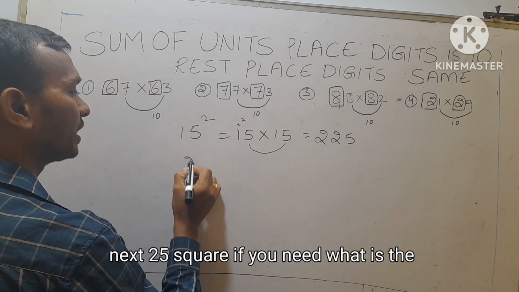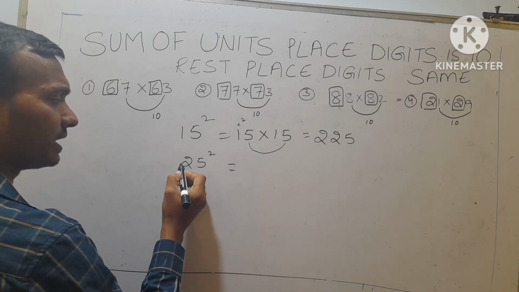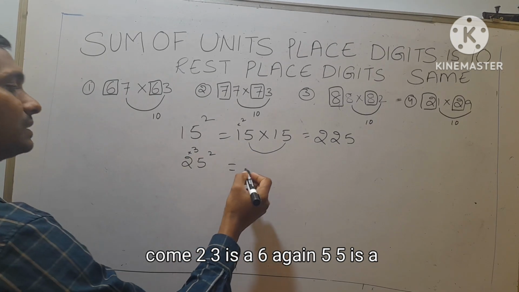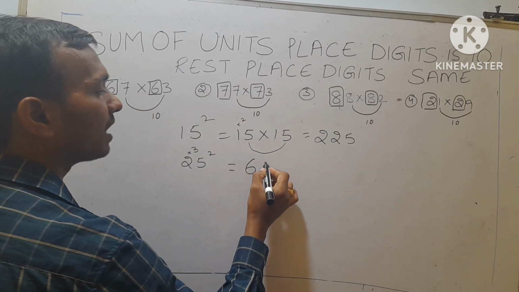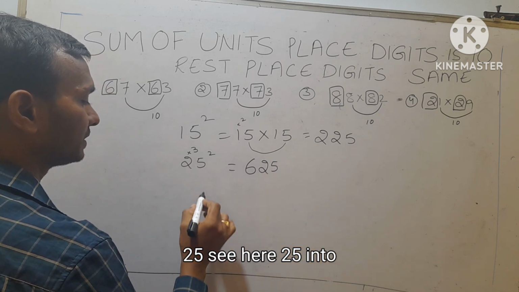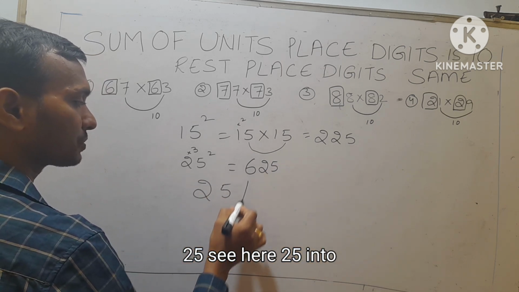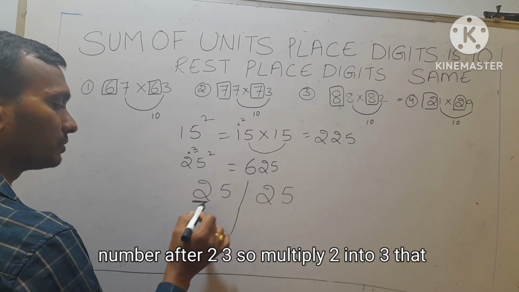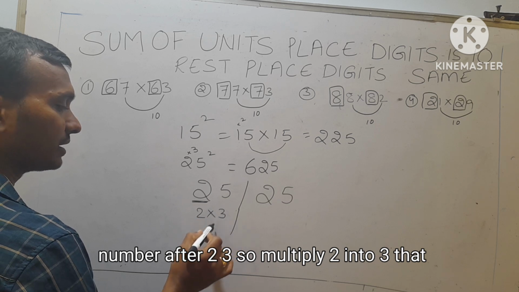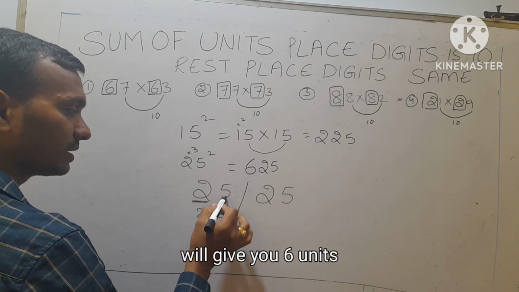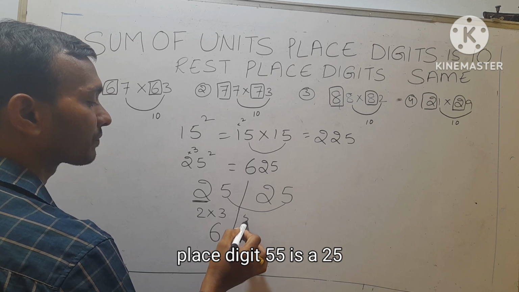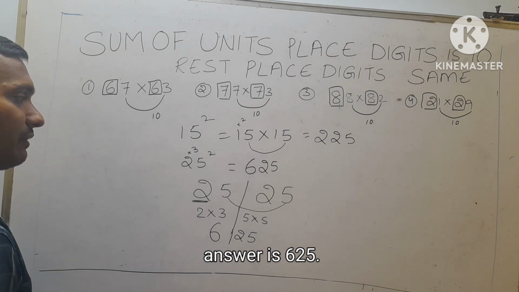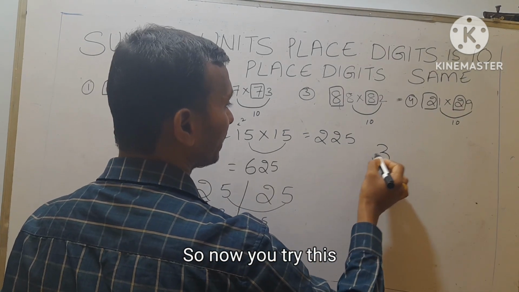225. Next, if you need 25 squared: what is the next number after 2? 3 will come. 2 threes are 6. Again 5 fives are 25. See here, 25 into 25. Multiply 2 into 3, that will give you 6. Units place digit, 5 fives are 25. The answer is 625. So now you try this, 35 squared.